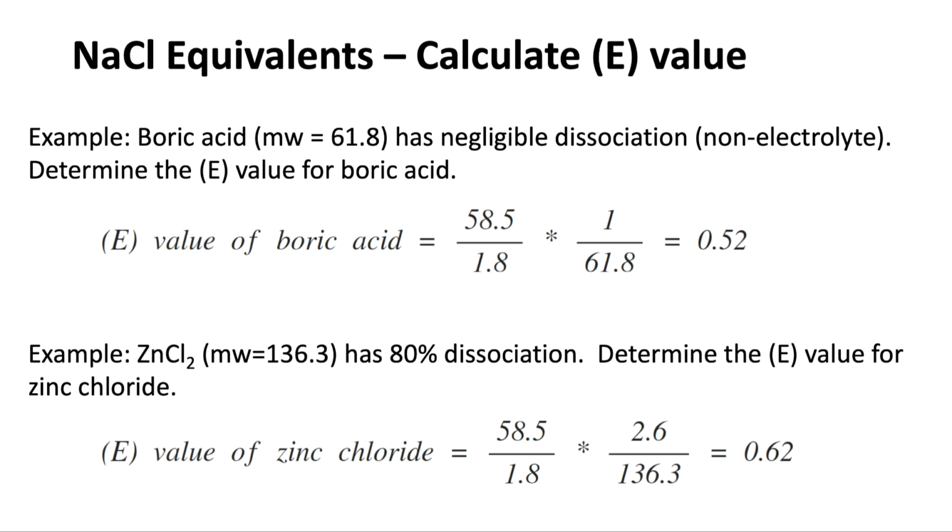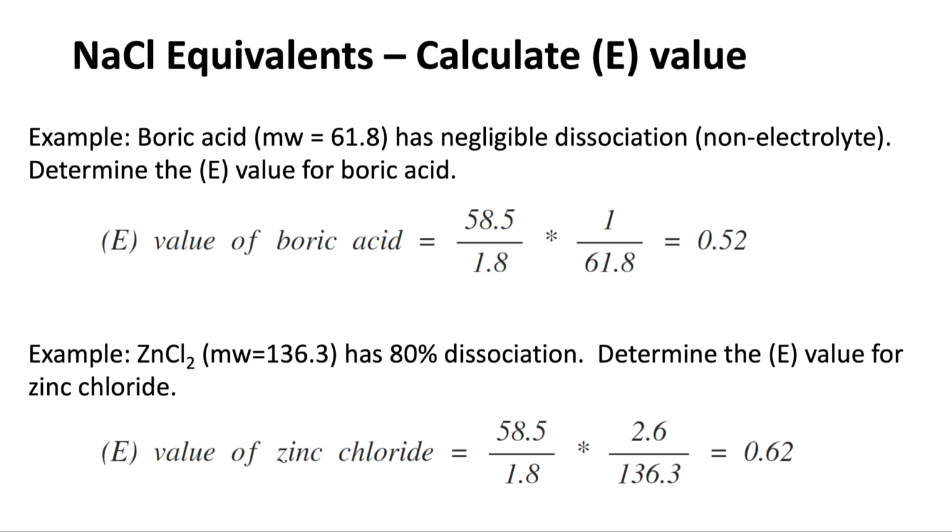We would do 58.5 on top, divided by 1.8 times, but now what goes in the numerator again is the I value for zinc chloride with 80% dissociation. As we've said before, the way we determine that is we have 20 particles that are not dissociated, plus 80, plus 80, plus 80. So you add all that up, you get 260 divided by 100 particles or molecules, which gives us an I value of 2.6. We've done this a couple of times before. Just a reminder, the I value for our zinc chloride example is 2.6. So we put 2.6 and then divide it by the molecular weight of zinc chloride, which we said was 136.3. So 58.5 divided by 1.8 times 2.6 divided by 136.3 should give you the numeric value of 0.62.